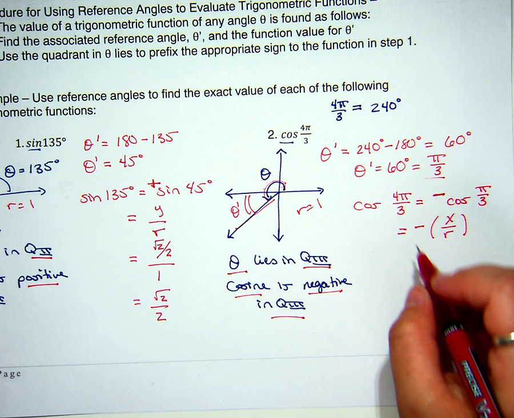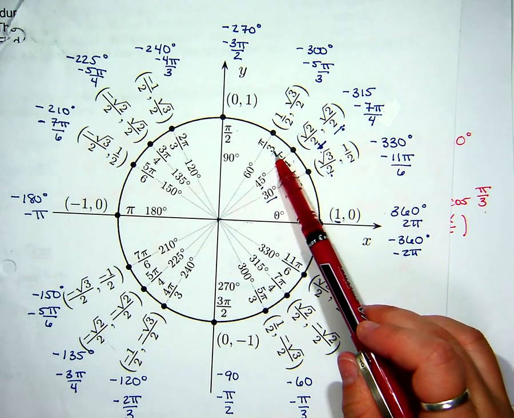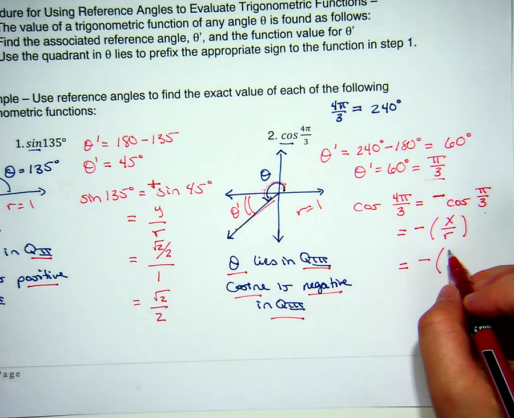Let's go to our unit circle. Let's go to pi over 3. Here's pi over 3. The x here is a half. So I'll have 1/2, r is 1. So that means I'll just get negative a half.